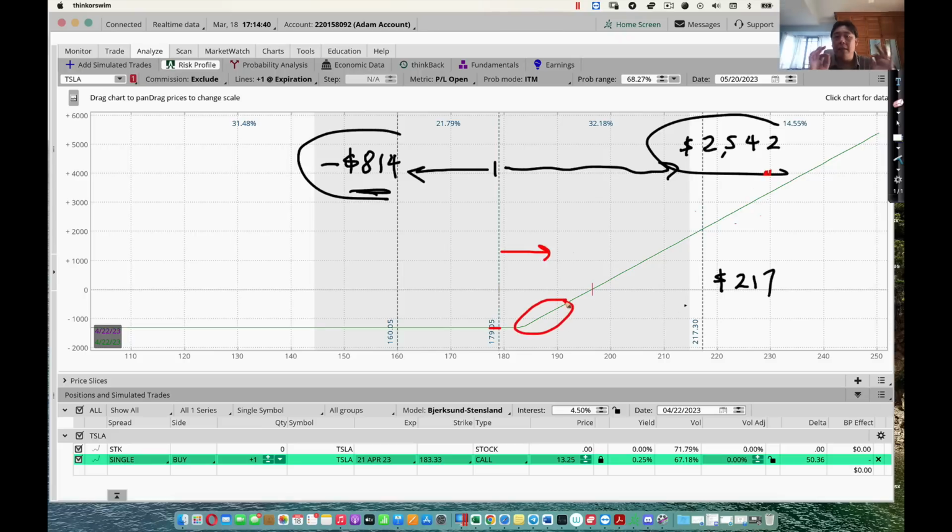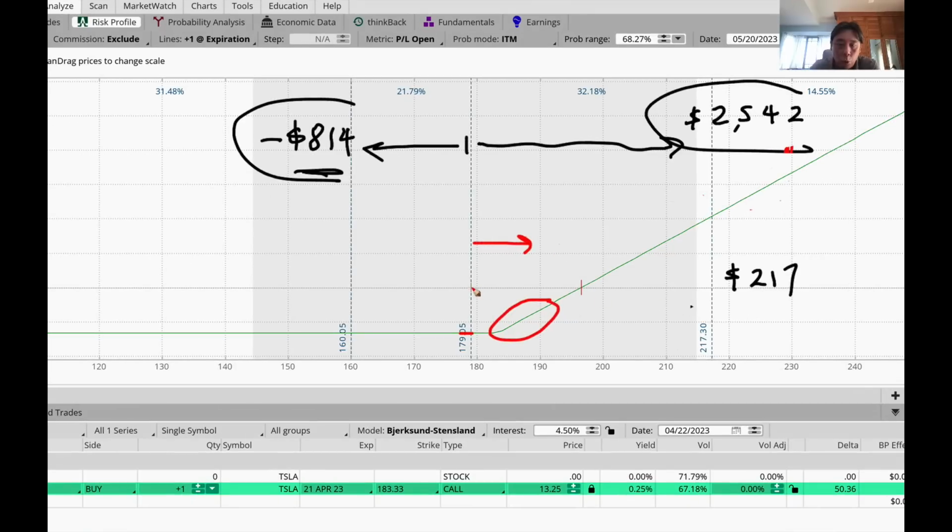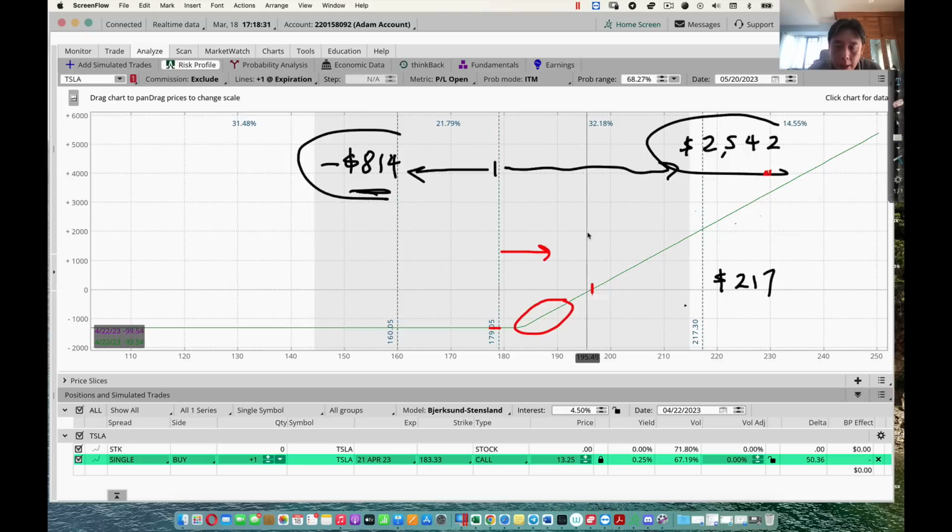In fact, to break even on the trade, Tesla has to go up enough. It has to go from 179 to beyond this price, which is 196.58. This is called the break-even price at expiration. Let me just write it down here. Your break-even price is 196.58. So that means that not only must Tesla go up, it must go up enough just to break even and for you to make money beyond this point.